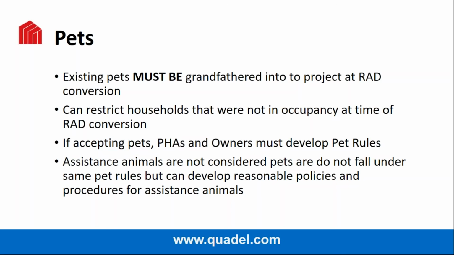PHAs and owners must develop pet rules using requirements found in HUD 4350.1, which again is HUD's Asset and Project Servicing Manual, and also in HUD Handbook 4350.3, which is the Occupancy Manual under Chapter 6. So in the event you're going to allow pets, you must develop pet rules. Again, existing pets that were in place at the time of conversion must be grandfathered in. And a quick comment here on assistance animals. They're not considered as pets and do not fall under pet rules. However, PHAs and owners can develop reasonable policies and procedures for assistance animals. So keep that in mind too.